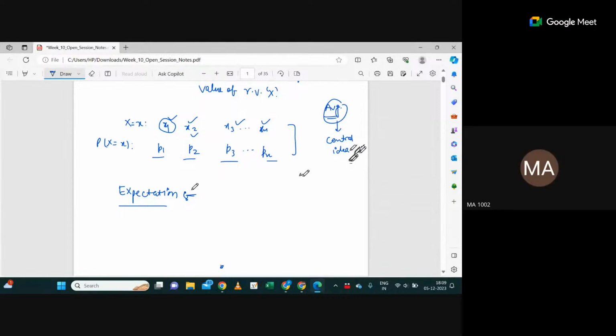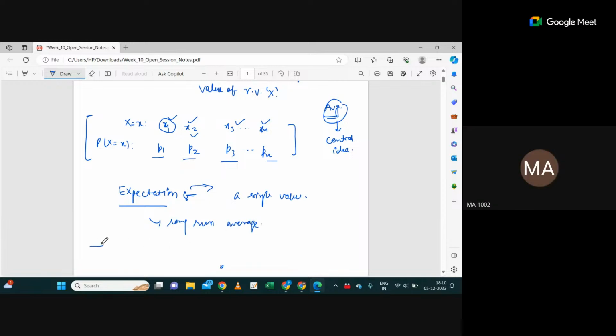Yes, sir. Expectation is the same thing. Rather than explaining your random variable with all the values and the probability associated with each value, expectation gives the information in a single value. It gives you basically the long run average.